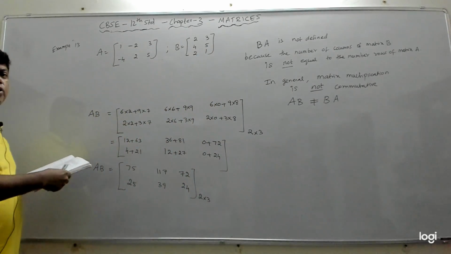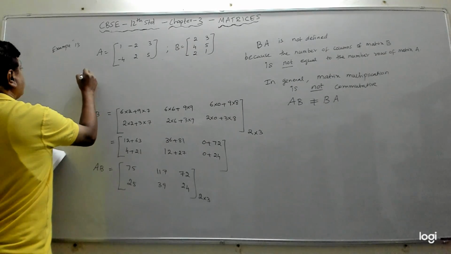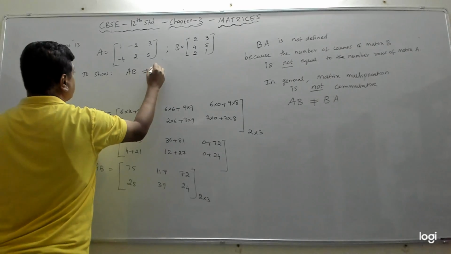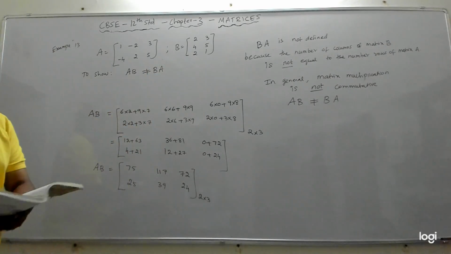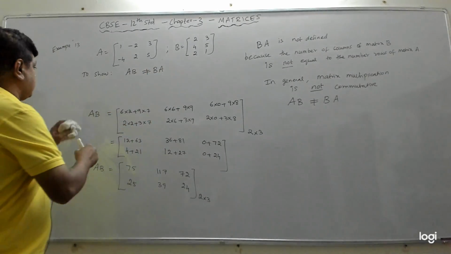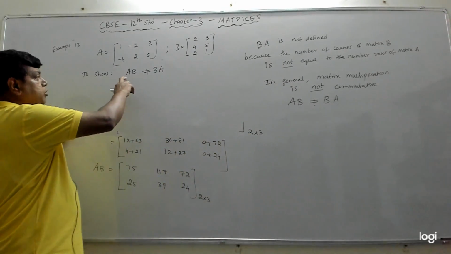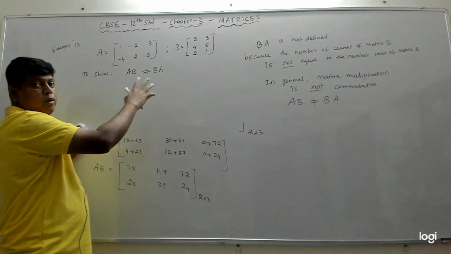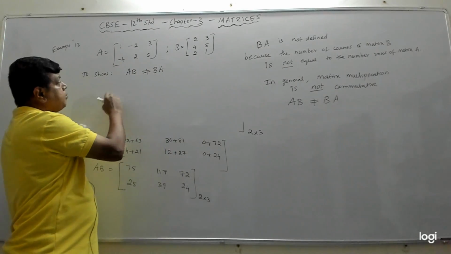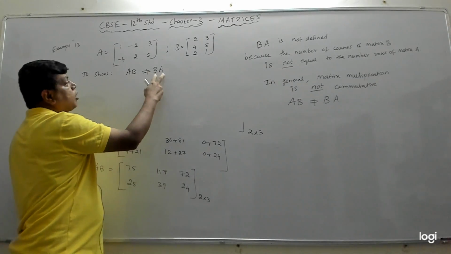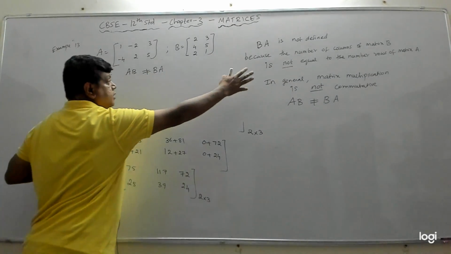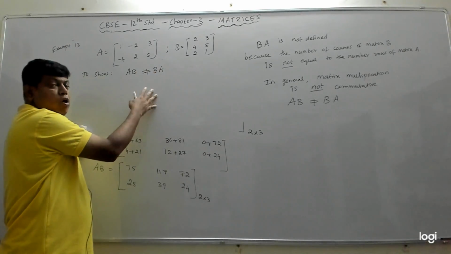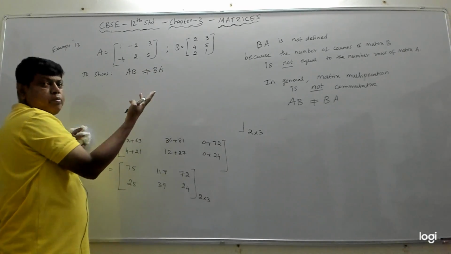Show that AB is not equal to BA. So we have to prove that AB is not equal to BA. Either we will be able to perform both AB and BA, depending on the condition: the number of columns of the first matrix should be equal to the number of rows of the second matrix. Sometimes we may be able to perform this and sometimes not. Or we may be able to perform both, but they may not be the same. The order may be different, or the order may be the same but the values may not be the same.